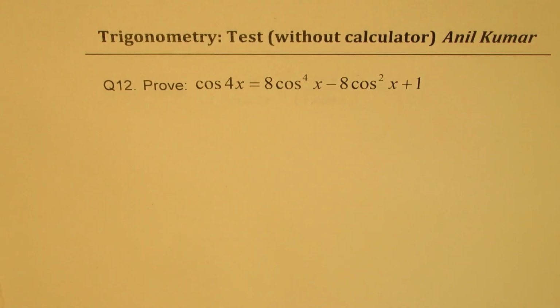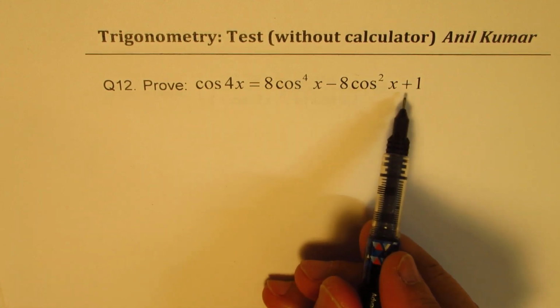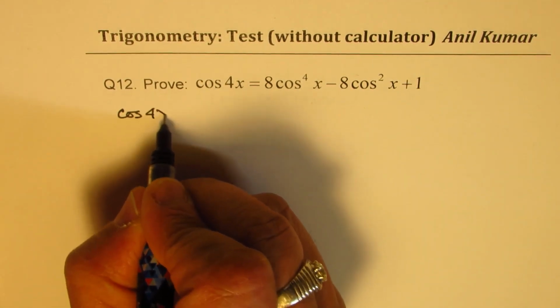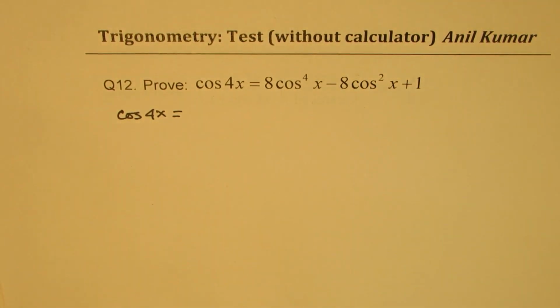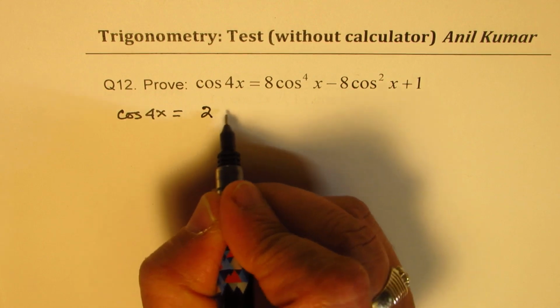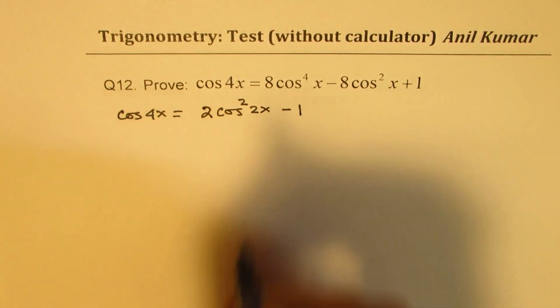Question number 12. Let's prove cos 4x equals 8 cos to the power of 4 x minus 8 cos square x plus 1. So let's begin with cos 4x. Now we'll use the double angle formula, right? So cos 4x can be written as 2 times cos square 2x minus 1, correct?